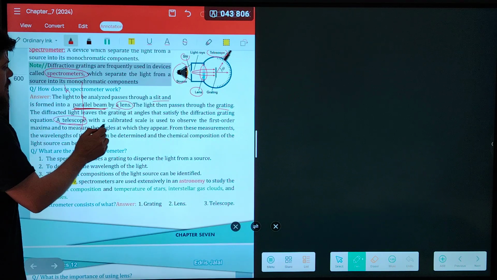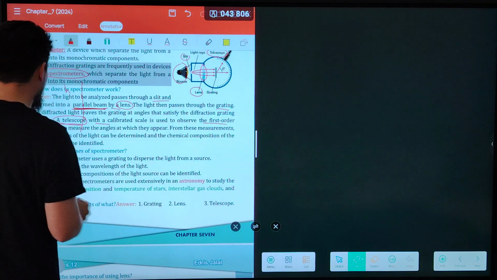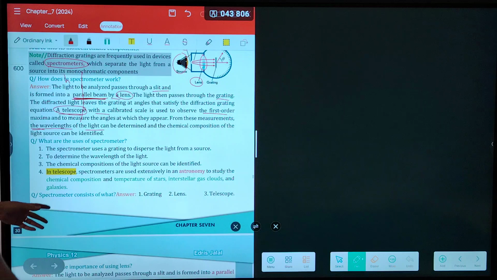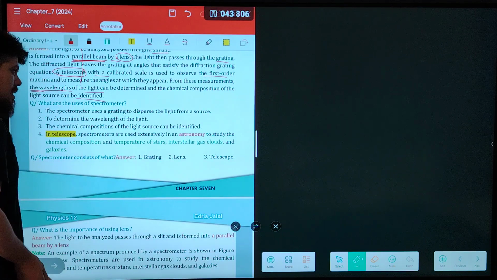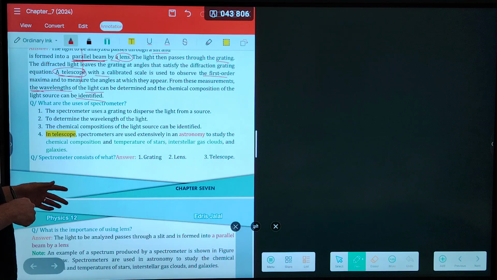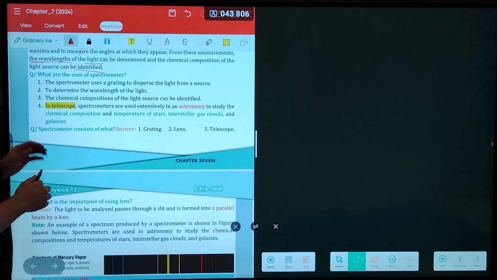A telescope with a calibrated scale is used to observe what? The first order maximum, and to measure the angles at which they appear. From these measurements, the wavelength of the light can be determined, and the chemical composition of the light source can be identified by using the spectrometer. So the spectrometer is very important to determine the wavelength and to find the chemical composition of the source of the light. What are the uses of the spectrometer?